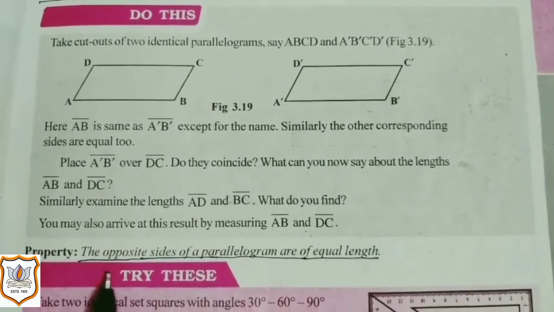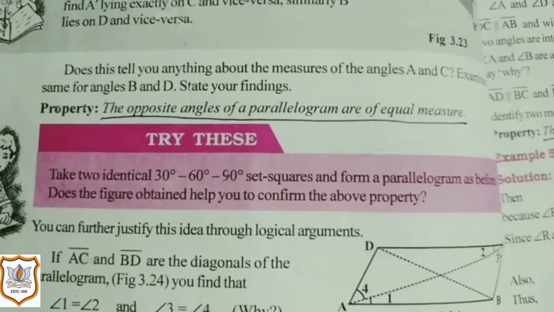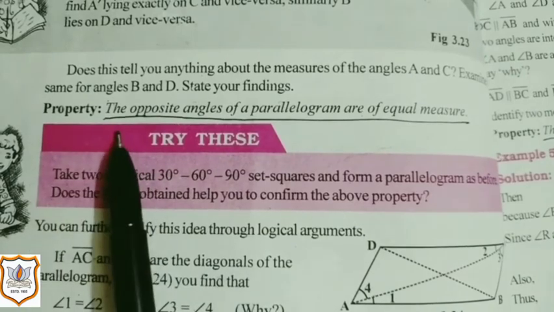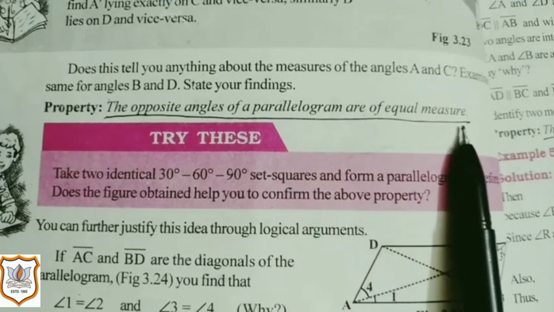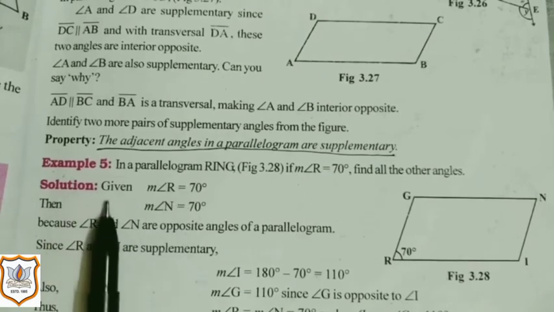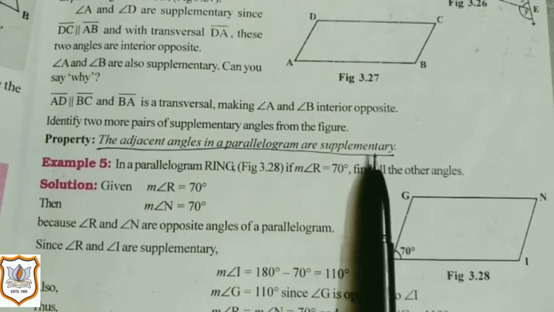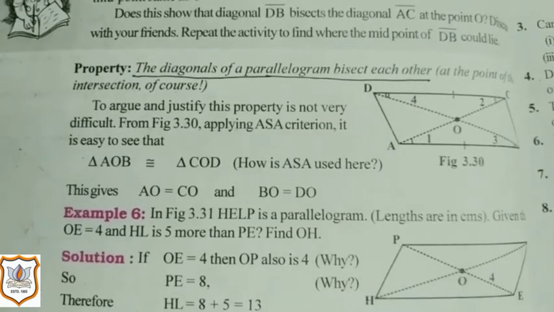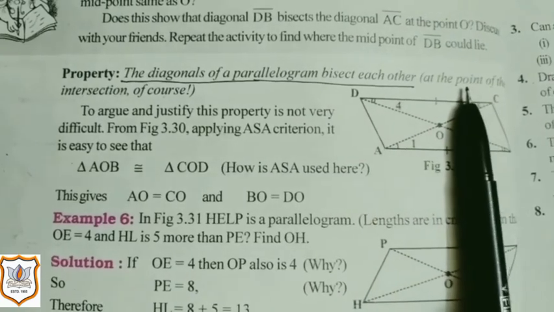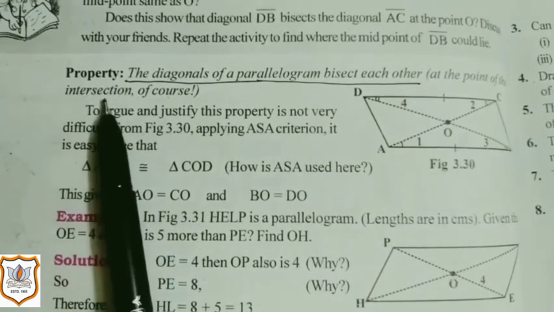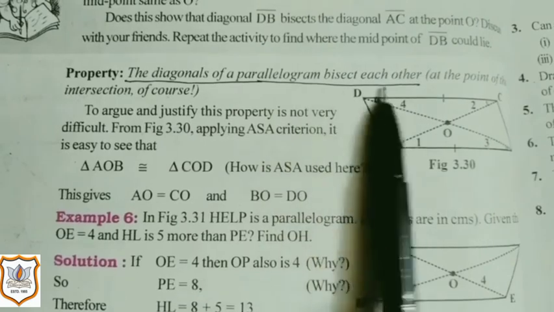Next, underline this. The opposite sides of a parallelogram are of equal length. Next, page number 48. Underline this. The opposite angles of a parallelogram are of equal measure. Next, page number 49. The adjacent angles in a parallelogram are supplementary. Next, page number 50. The diagonals of a parallelogram bisect each other at the point of their intersection. You have to underline this line. The diagonals of a parallelogram bisect each other.